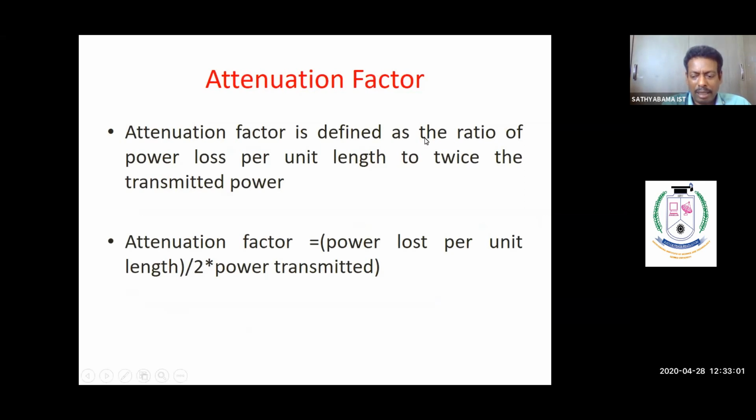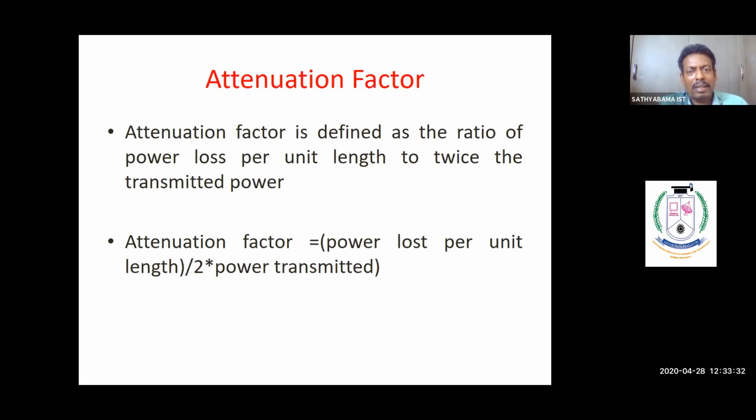Then the other one is attenuation factor. So attenuation defines the loss. How much would be the power loss if you are sending some energy through a transmission line? That is taken care of by the attenuation factor, actually. So the attenuation factor is defined as the ratio of power loss per unit length to twice the transmitted power, actually. That's a general equation we use in parallel plane waveguides.